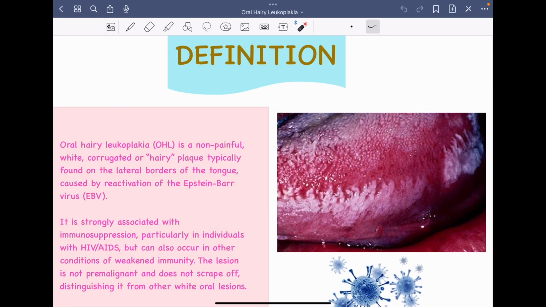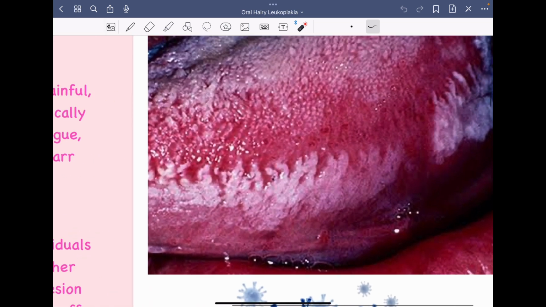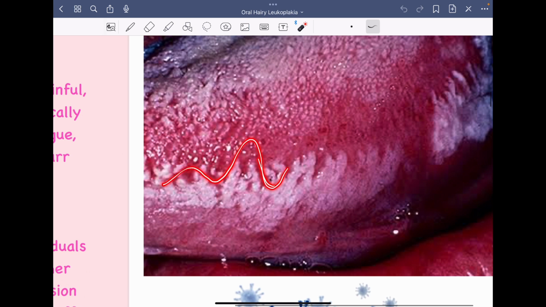Moving on towards the definition of OHL. So basically it is a non-painful white corrugated or hairy type of plaque which is typically found on the lateral borders of the tongue, and it is caused by reactivation of Epstein-Barr virus. So it is non-painful. It is white in color. It has a corrugated appearance. It has a hair or plaque type appearance as well. See here you can appreciate it has a hair-like or plaque-like or corrugated appearance.